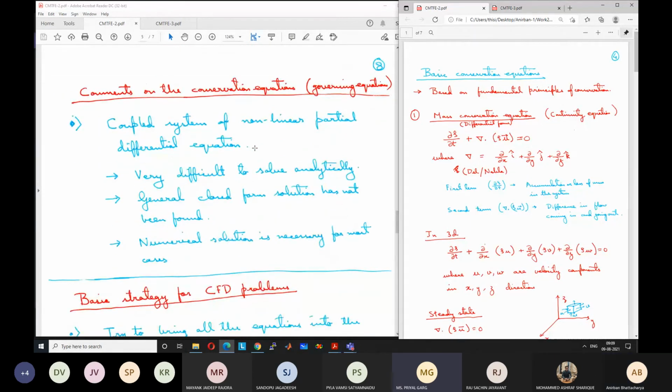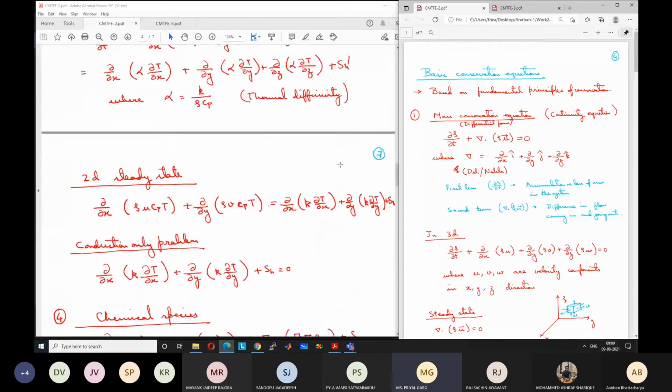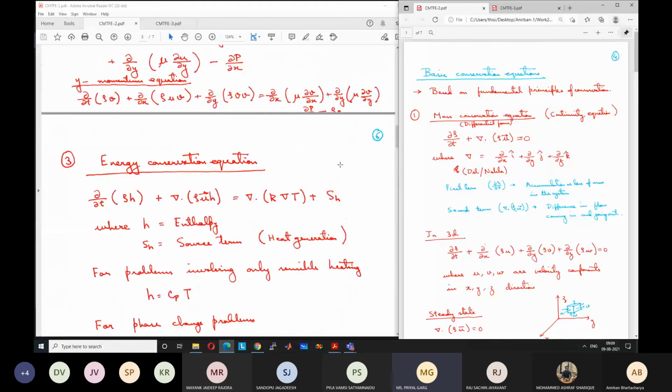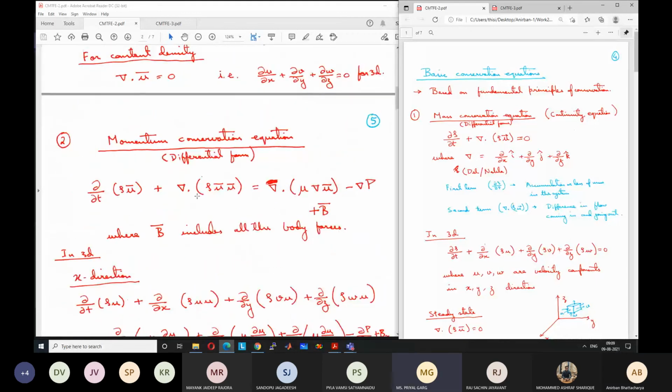Sir, in the momentum conservation equation, what is the interpretation of the second term on the left hand side? This one? Yes, sir. Del dot rho u u. Yes, sir.